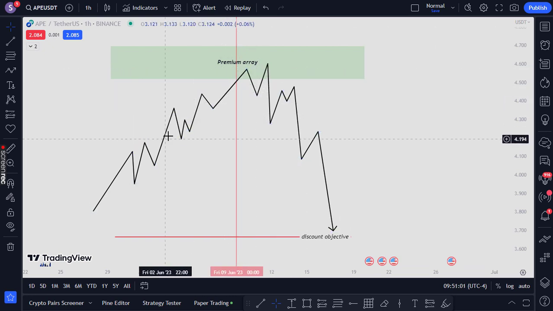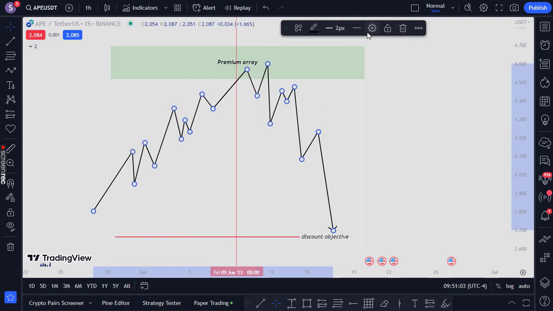Now we can see that we are creating low resistance liquidity here, hitting a premium array, which again can be an order block, fair value gap, breaker. Then we have a high resistance liquidity here. We have this swing high, run through this swing high, and then immediately rejects, causing a break of structure. Then retracing a little bit.